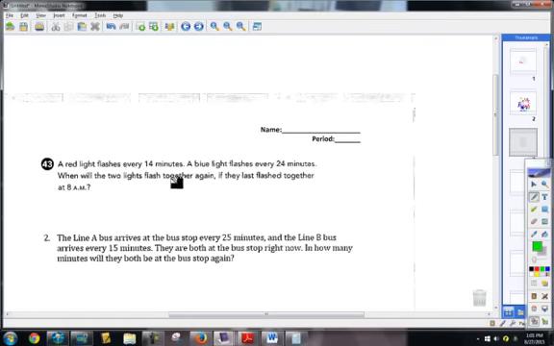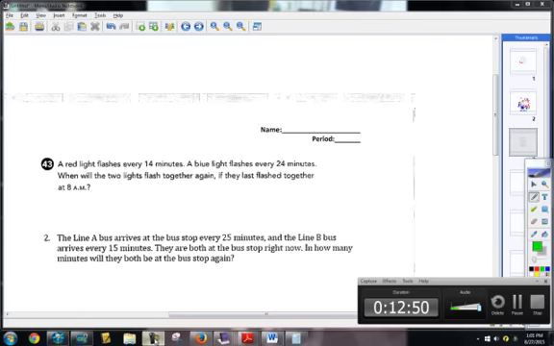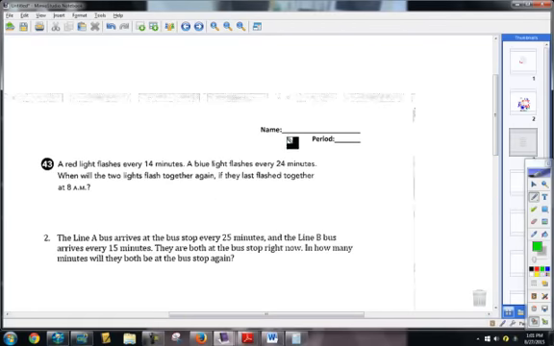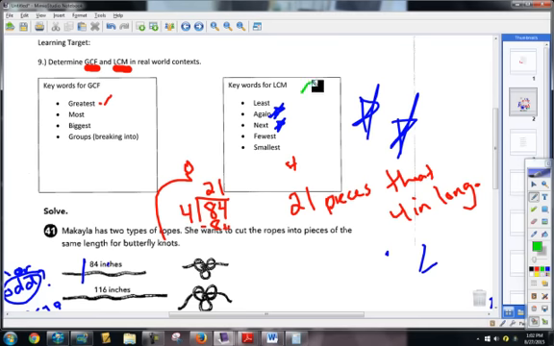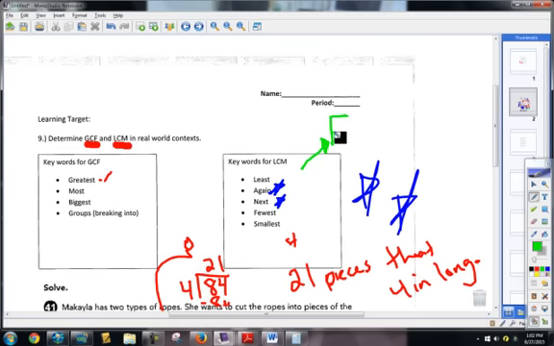Okay? Alright, a red light flashes every 14 minutes. A blue light flashes every 24 minutes. When will the lights flash together again? There's my key word. If they flash together at 8 a.m. Okay? Now, I'm going to tell you, oh, you know what? I got to go back here. There's one major word that I want you guys to remember with LCM. Okay? And I want you to write this. This word is future.